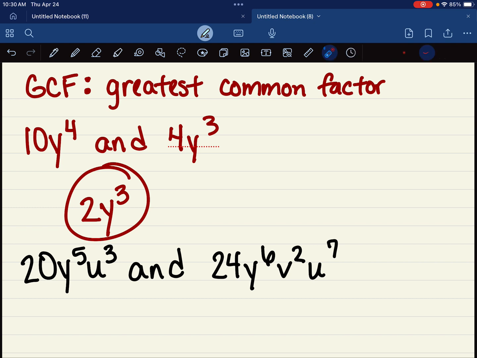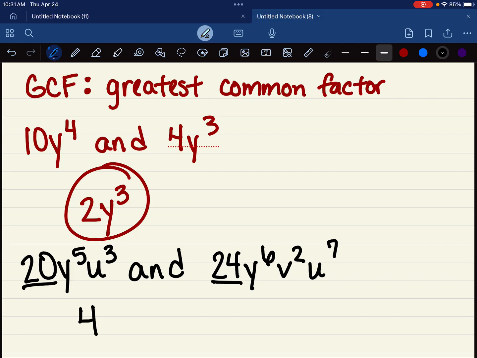All right, so we're looking just for the greatest common factor of 20, y to the fifth, u to the third, and 24, y to the sixth, v to the second, u to the seventh. Now, just like last time, we're just going to look at the number part first. Are both those numbers divisible by 2? Yes, but is 2 the greatest common factor? No. Say it, JC. 4. 4 is the greatest common factor of 20 and 24, right?